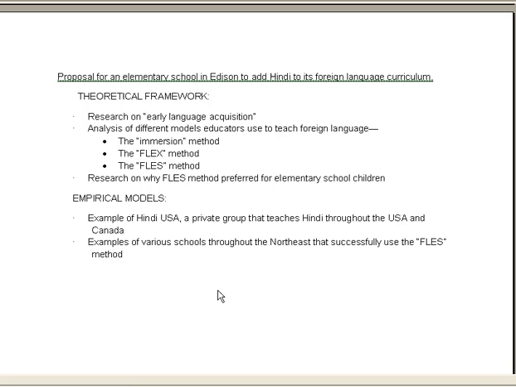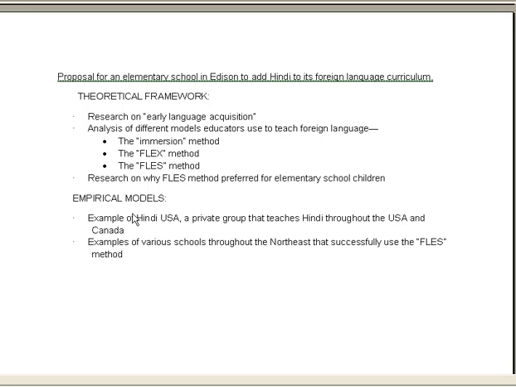And then secondly, she did some research on different methods of teaching foreign language. She found there are 3 real theories about teaching foreign language in elementary schools. She looked at the different research showing the pros and cons of each one, and eventually ended up writing an argument for why the FLES method is preferred for her particular group.